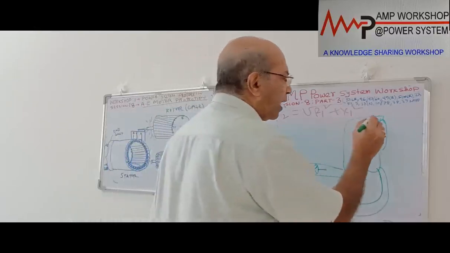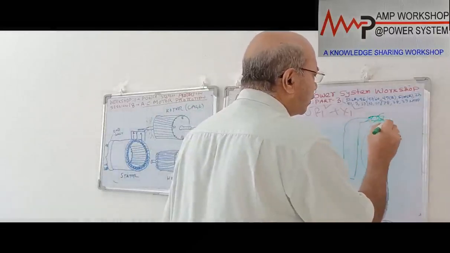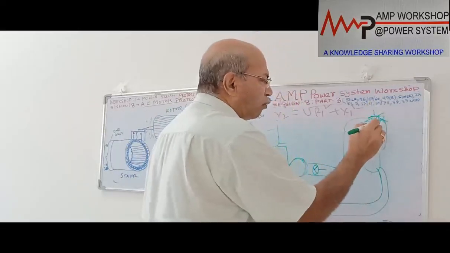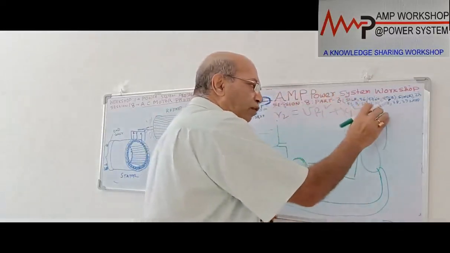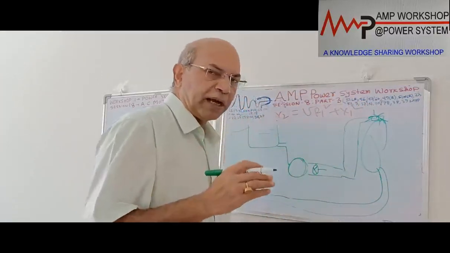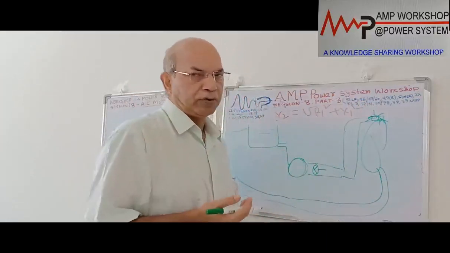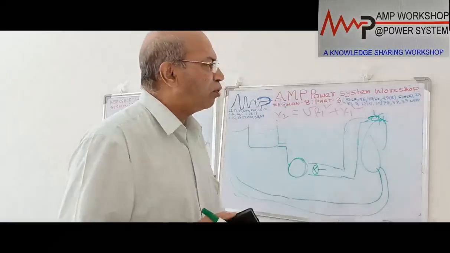Otherwise on the header area we can put a pressure switch. It will monitor at what pressure water is coming. If that pressure is not enough, then the pressure switch will be activated and it will give an alarm or trip to the motor. This way we can protect this forced cooling motor.